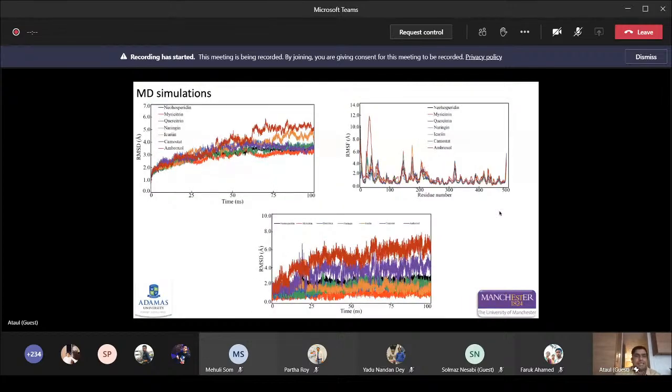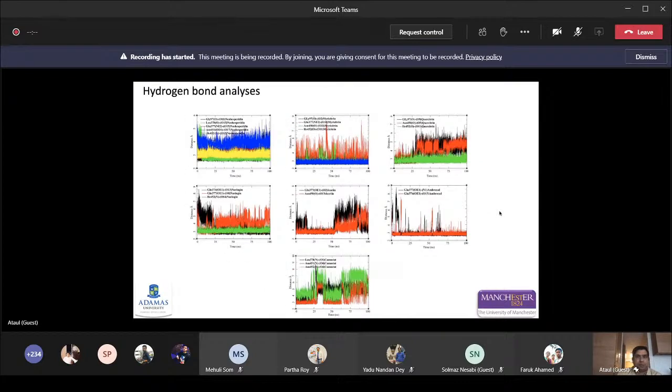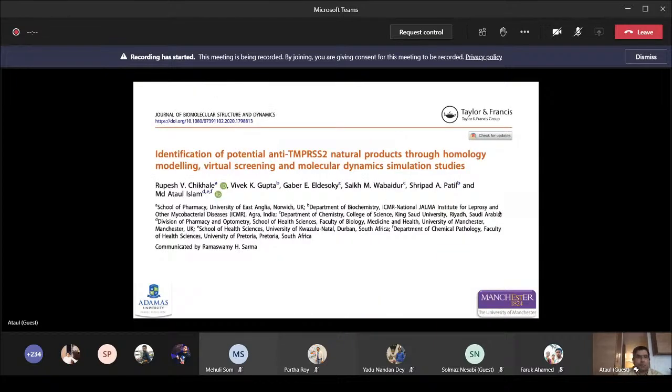Here we check the stability between the protein and ligand through molecular dynamics simulation: the RMSD of the protein backbone, then the RMSF and the RMSD of the ligand. They explain that the protein-ligand complex was stable during this molecular dynamics simulation. These are the hydrogen bond analyses between the protein and ligand. And this was also published last year.